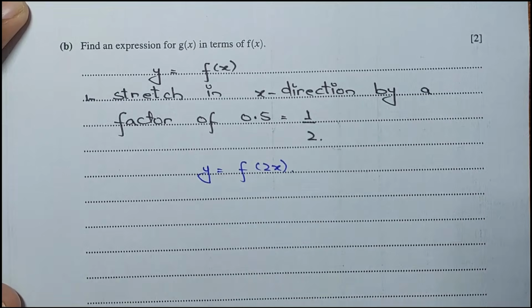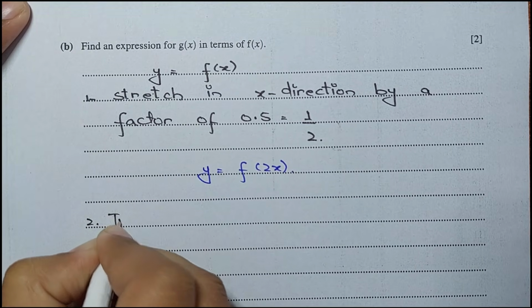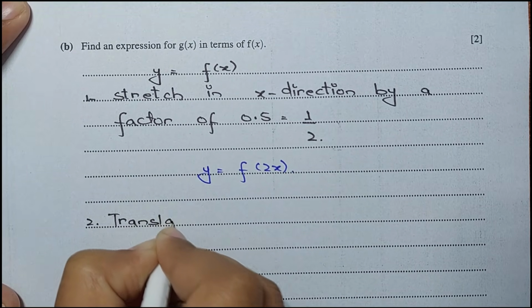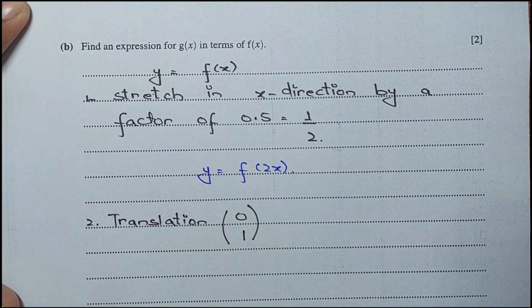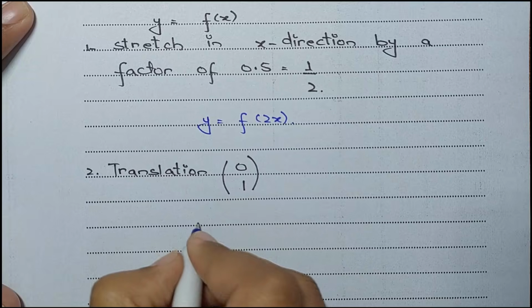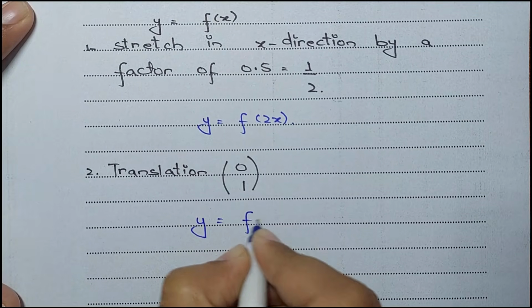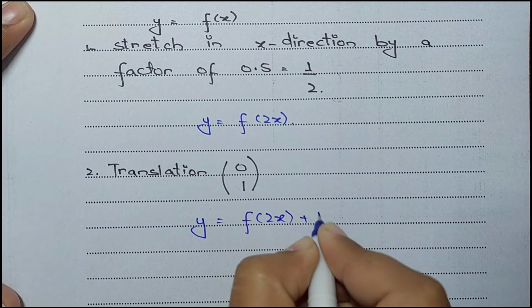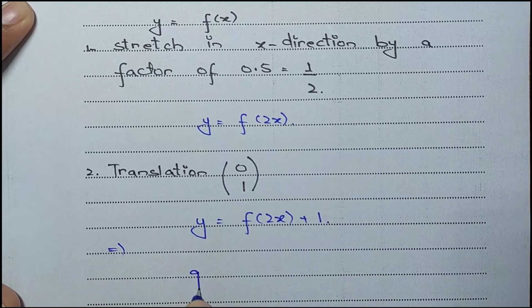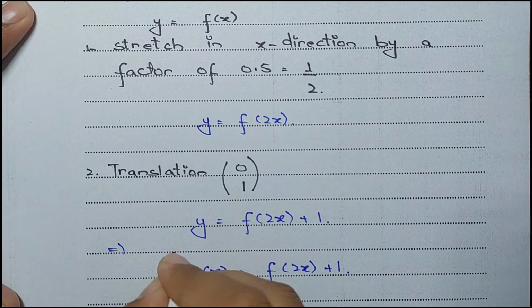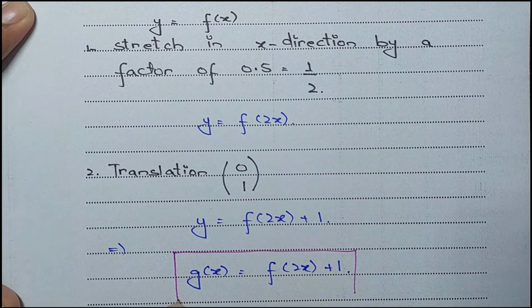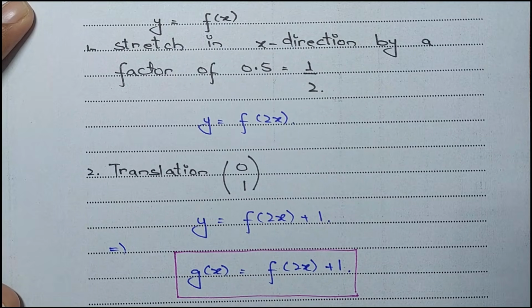The second is translation. We have a translation, no horizontal translation, the vertical translation is only 1. So with the whole function, you have to add 1. Y equals f of 2x. We just have to add 1. So this implies your g of x is basically f of 2x plus 1. This is a function for g of x. Sorry, the equation for g of x.